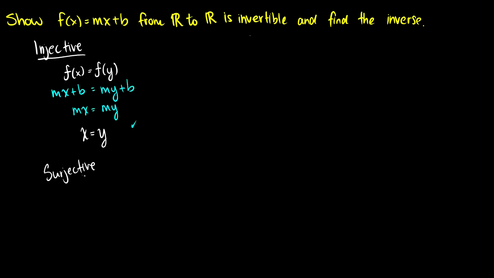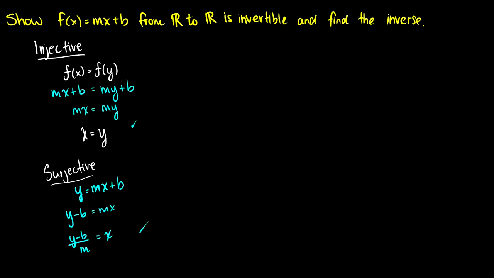So what we'll do is we're going to set y is equal to mx plus b, and we're going to solve for x. Okay, so we're going to get y minus b is equal to mx, so y minus b over m is equal to x. So if we pick any value for y, we're going to get a corresponding x back. So it is surjective. So every single y we can think of, we can put in and we'll get a unique x back. So we're good.